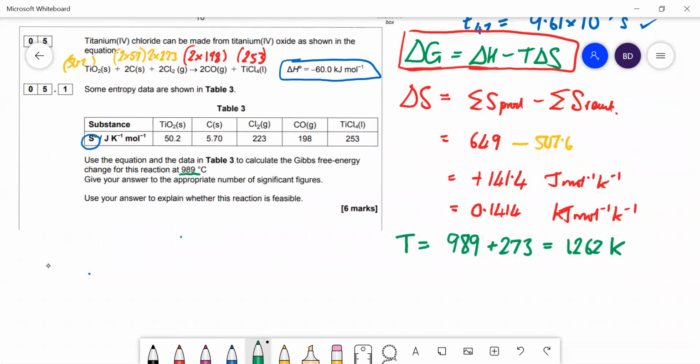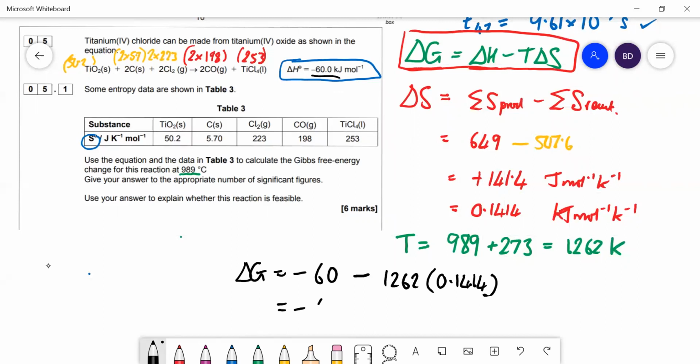It's a pretty easy 6 marks. There's not that much to do there. Delta G. So delta H is minus 60 minus 1262 multiplied by 0.1414. That gives us minus 60 minus whatever that is. And the answer altogether is minus 238 kilojoules per mole. So delta G is negative, so therefore the reaction is feasible at that temperature.